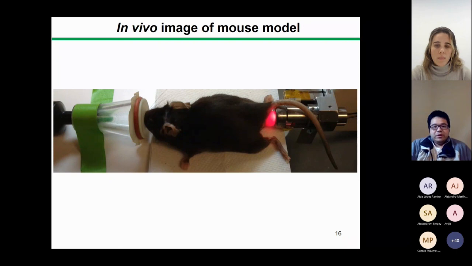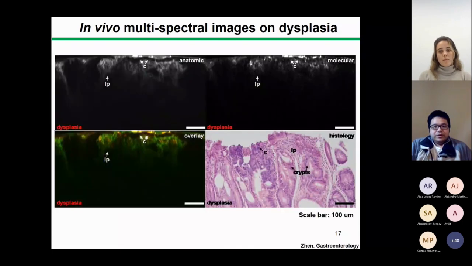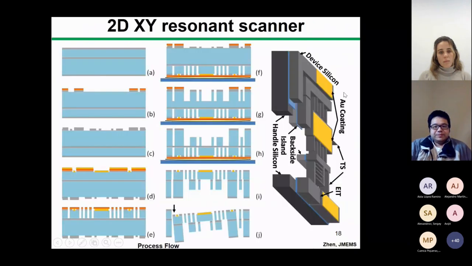We also have an endoscope system for the rat, which is a colorectal cancer rat model. And this is a merged image with two colors, and you can tell the difference between the anatomic, which is showing the morphology change, and the molecular change using the peptide staining.